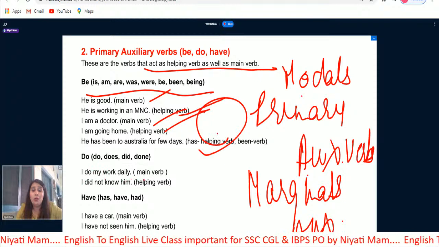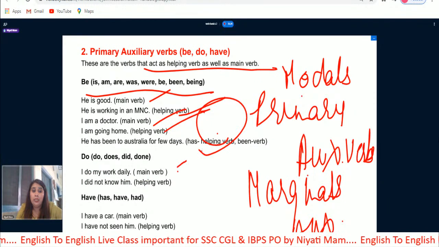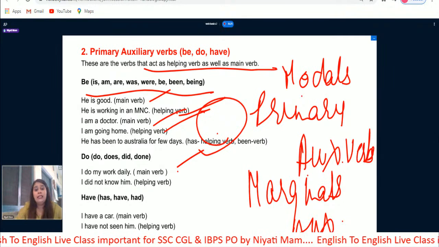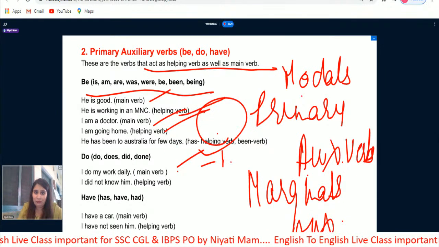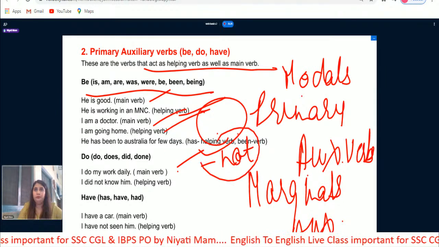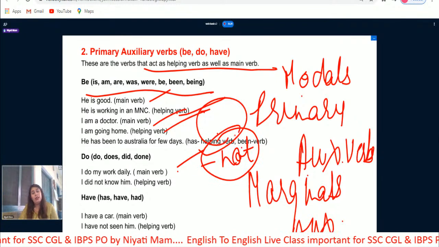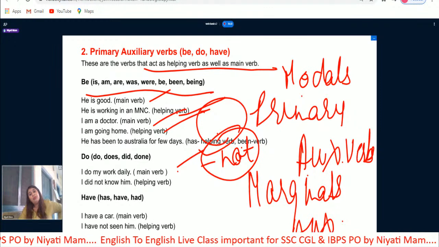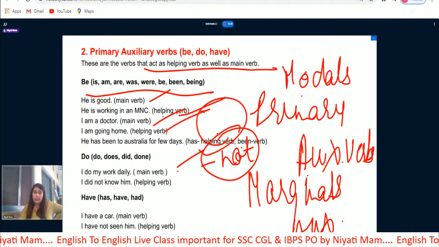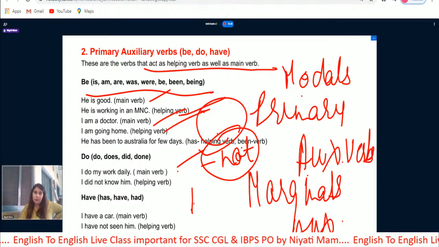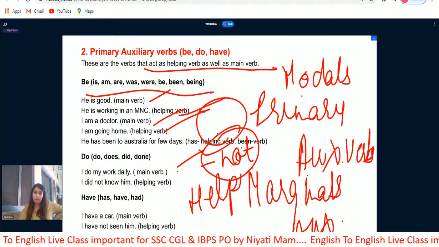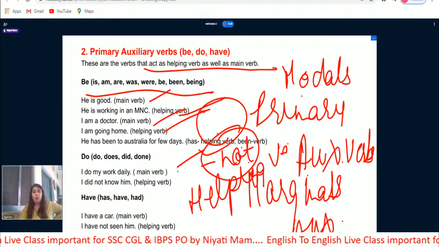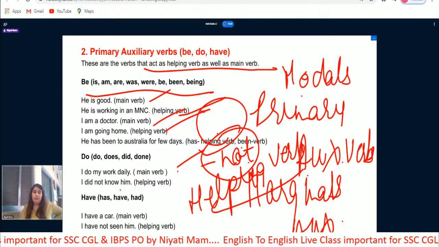I do my work daily, main verb. I did not know him. See, you also need to remember one thing whenever there is not with the verb. Whenever not is there, didn't, aren't, amn't, isn't, weren't, wasn't, in that case, the particular verb is helping verb. Not can only be added to helping verb.